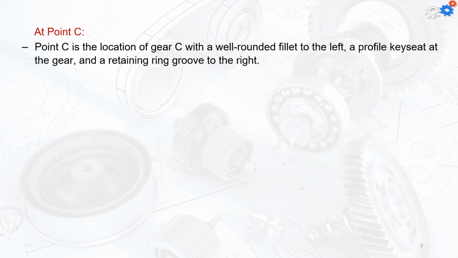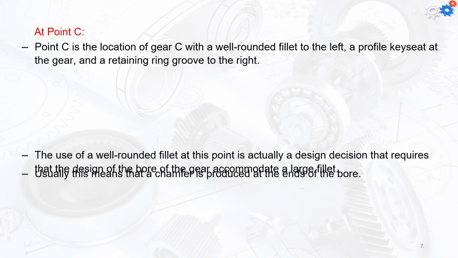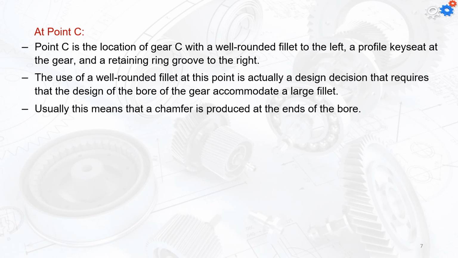So the point C is going to be the location for the gear C with a well-rounded fillet to the left. A profile key seat is going to be for the gear, and the retaining ring groove to the right. The use of the well-rounded fillet at this point is actually a design decision that requires that the design of the bore of the gear accommodate the large fillets. Usually, this means that the chamfer is going to be produced at the end of the bore.